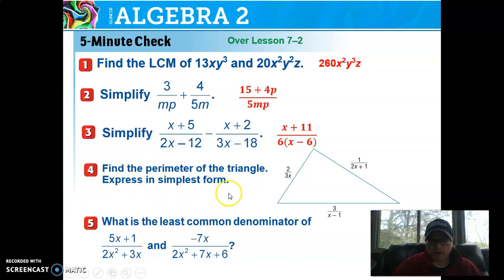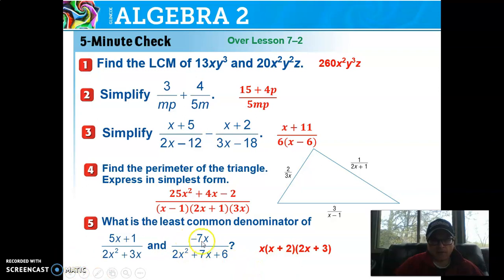Finding the perimeter of the triangle, adding the three sides together: (25x squared plus 4x minus 2) over (x minus 1) times (2x plus 1) times 3x. No need to multiply that all together. And the least common denominator of these two functions is x times (x plus 2) times (2x plus 3).